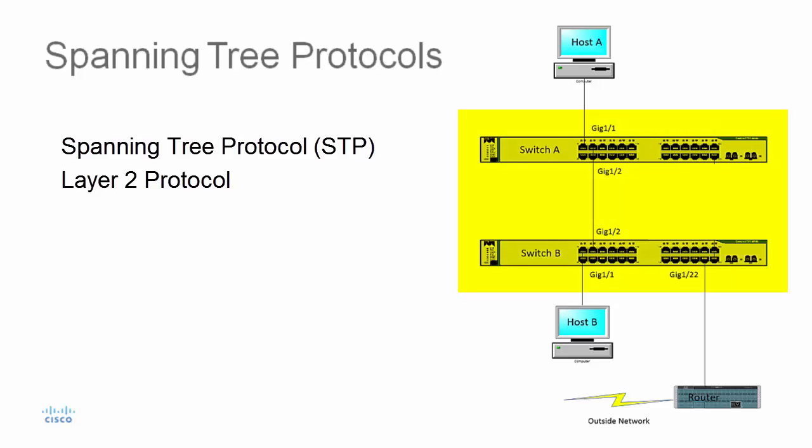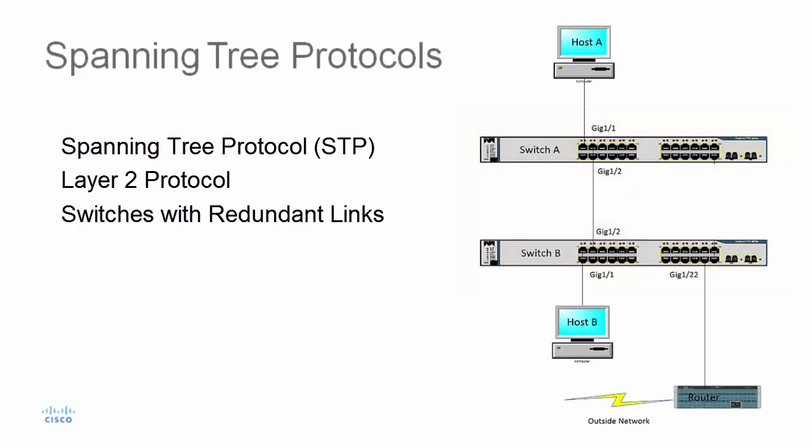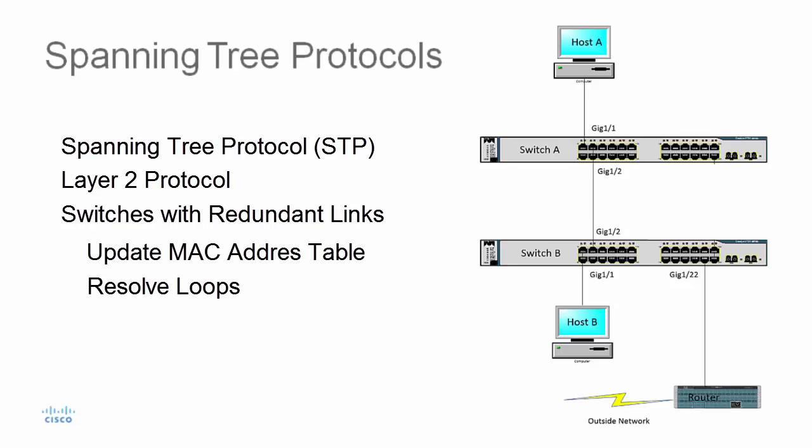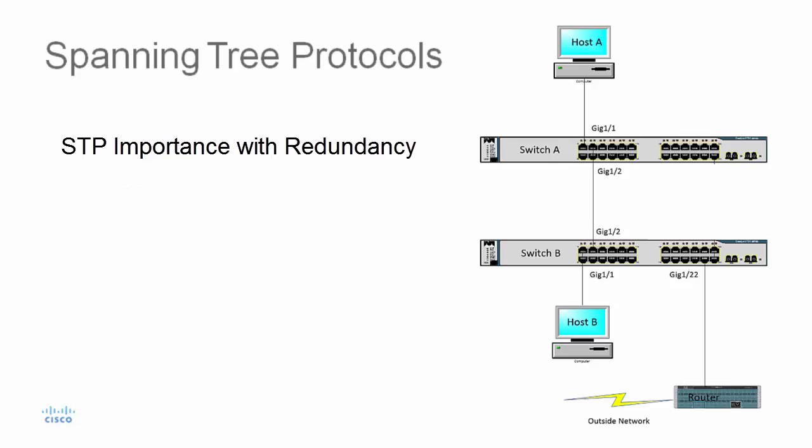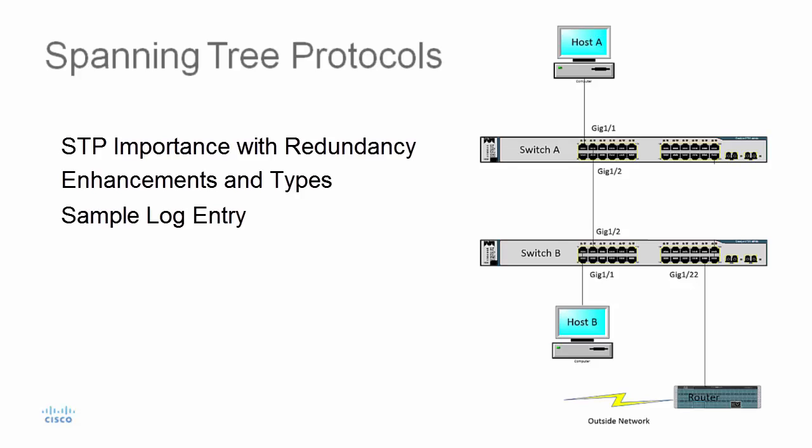In this topic, we'll begin with a discussion of how switches that have redundant links update their MAC address table and resolve issues with loop formation. We'll then look at the importance of STP in redundant networks. We'll also look at the enhancements of STP and various types of STP. And at the end, we'll look at a sample log entry that the security analyst can use to help identify or correlate attacks on the network that might affect Spanning Tree.